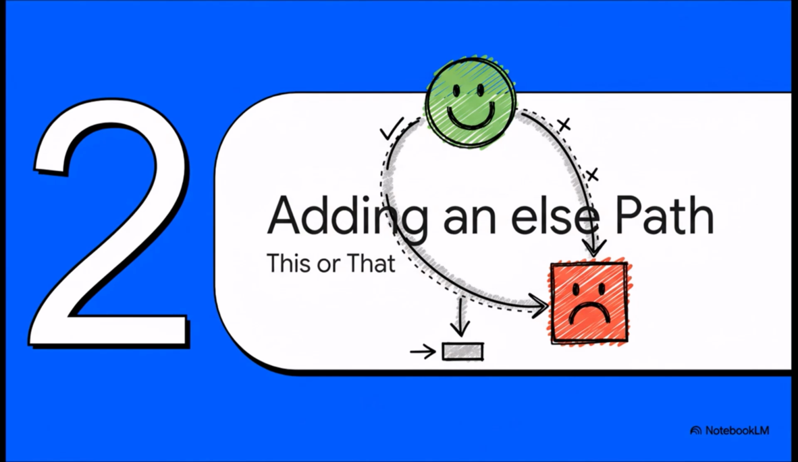So a simple if is great for a do this or do nothing kind of deal. But what about when do nothing isn't an option? What if you need a do this or do that scenario? You need an alternative action when the condition is false. For that, we need to bring in its partner, else.